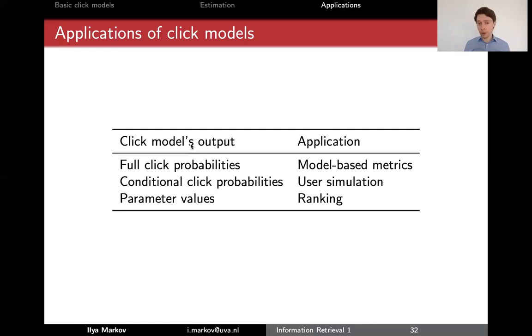Finally, what do click models give us? They also give us parameter values, those gammas and alphas.